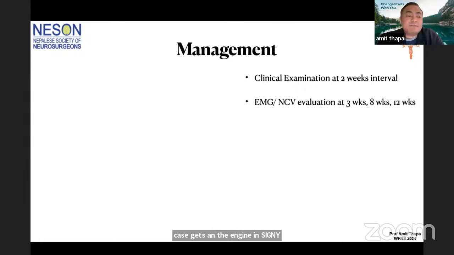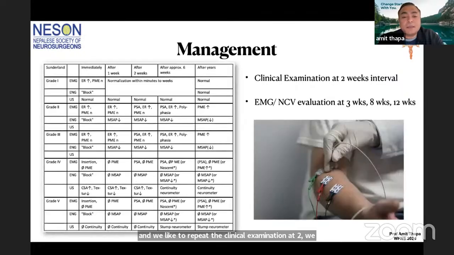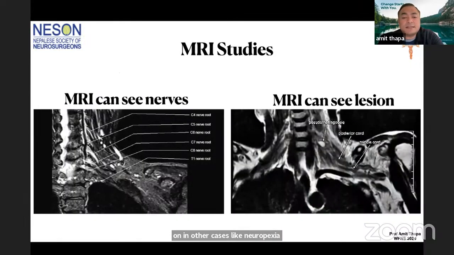So if we have any confusion in these patients, then we like to repeat the clinical examination at a 2-week interval. EMG and NCV is first done between 2 to 3 weeks after injury and followed at 3 to 4 weekly intervals. Now, EMG and NCV is very helpful because whenever we have any doubt whether there is a preganglionic or proximal injury, or an axonotmesis or neurotmesis, or in other cases neuropraxia, this evaluation helps us to define things.